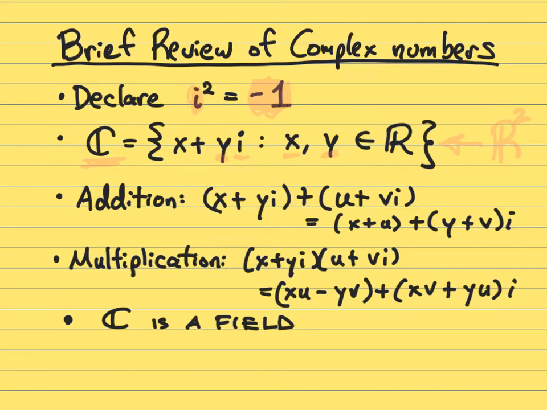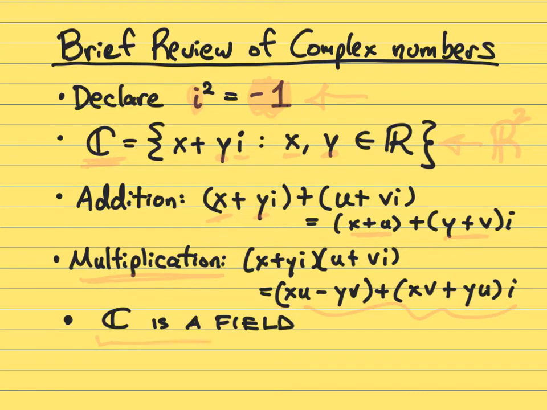But the way you add is component-wise, so the real parts, x plus yi plus u plus vi, you just add the real parts, x and u, and you add the imaginary parts, y and v. Multiplication is just basically rigged to be distributive, so you multiply everything out just as you would with real numbers, but you have to include our condition that i squared is -1. So you get the following as our definition of multiplication.